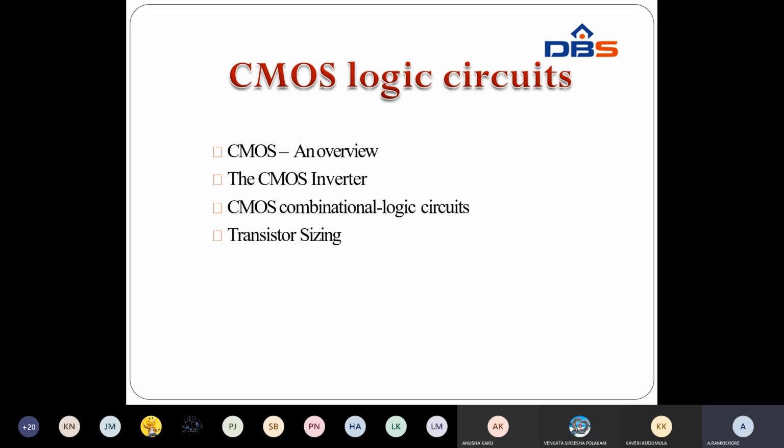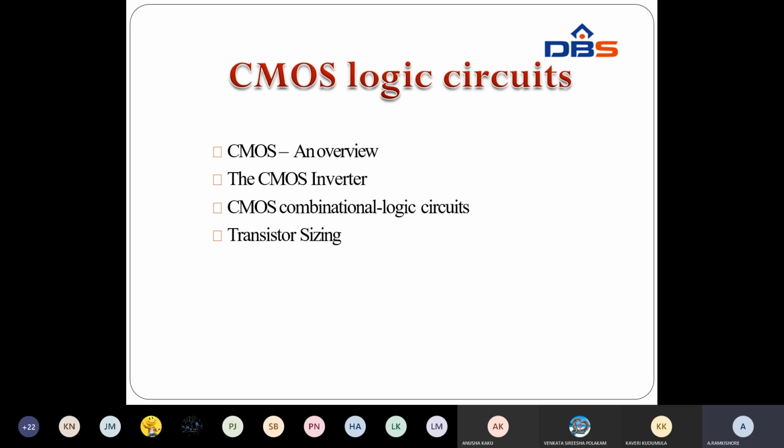In today's class I will explain the introduction to CMOS technology. This focuses on the implementation of digital logic circuits using CMOS technology. Today CMOS technology is best suited for realizing digital systems.